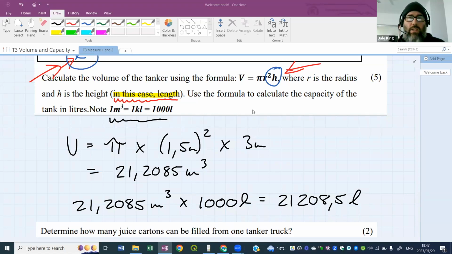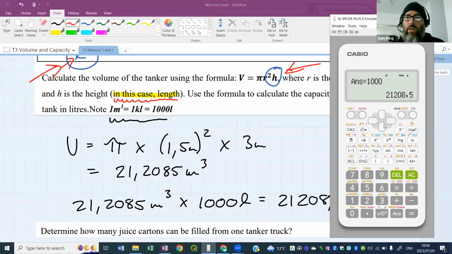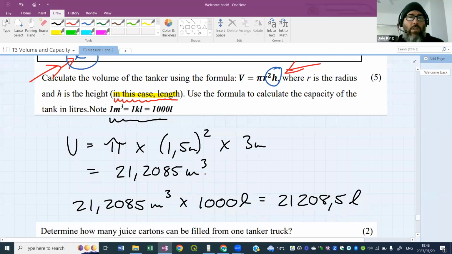Isabella, check the calculations and see where we are different. I'll show you what my calculator has on it. It's 3.142 times 1.5 squared, and then you multiply by 3. That should give you 21.2085 meters cubed. And every meter cubed is 1,000 liters, so I've got to take my 21.2085 cubic meters and times by 1,000 to get 21,208.5.